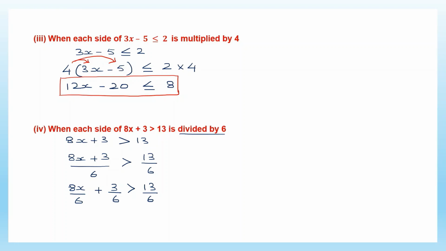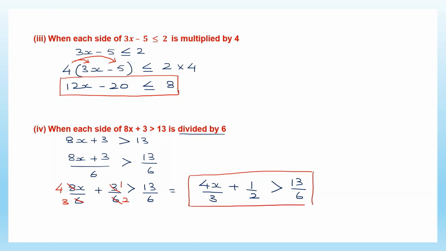So let's cancel what we can. Now I can cancel 6 and 8 both by 2. 2 3s are 6 and here 2 4s are 8. Similarly, I can cancel these two here. 3 1s are 3, 3 2s are 6. So what do I get here? I get 4x by 3 plus 1 by 2 is greater than 13 by 6. So this is my new inequation. Okay, and now how did I get this? When I divided both sides by 6. So this is the resulting inequation.